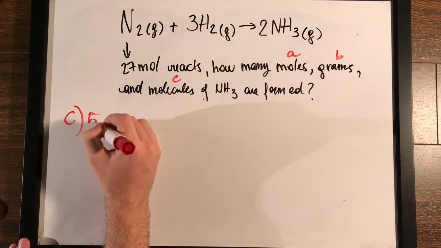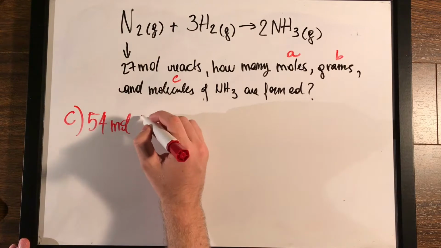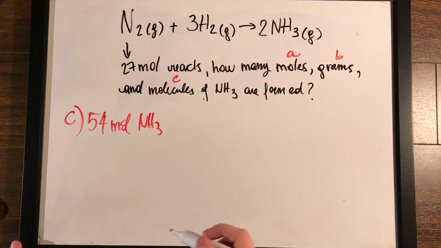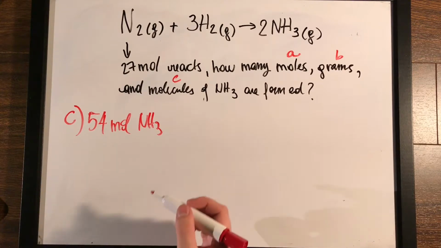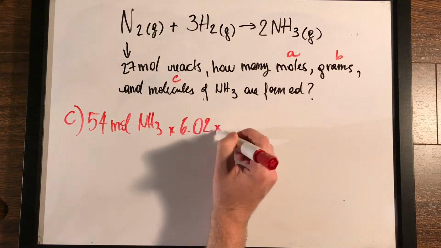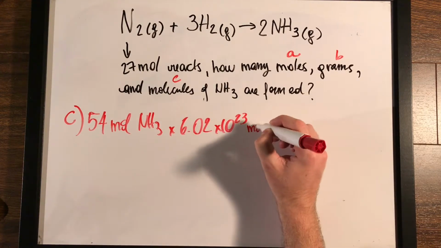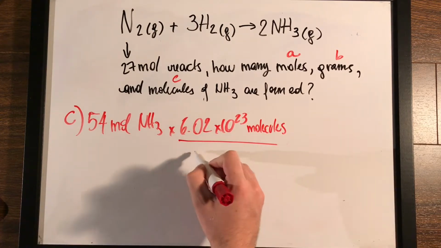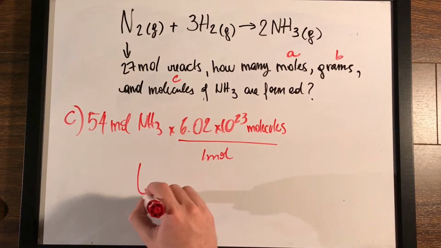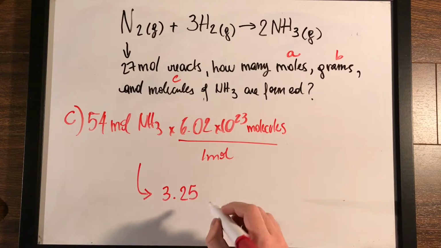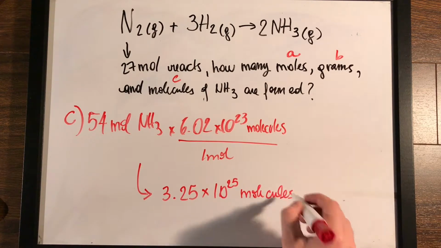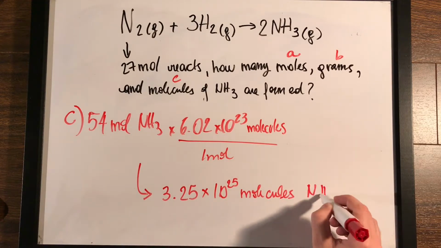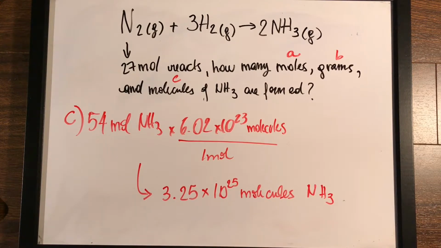So, to find the number of molecules formed in the reaction, it's very simple. You just need to find the conversion factor between moles and molecules, which is 1 mole equals 6.02 times 10 to the 23rd molecules. And then you just multiply by the number of moles you have, which is 54. This way, you're going to get the answer, which is 3.25 times 10 to the 25th molecules of NH3. Isn't that super awesome? I think so, and I'm sure that you do too.